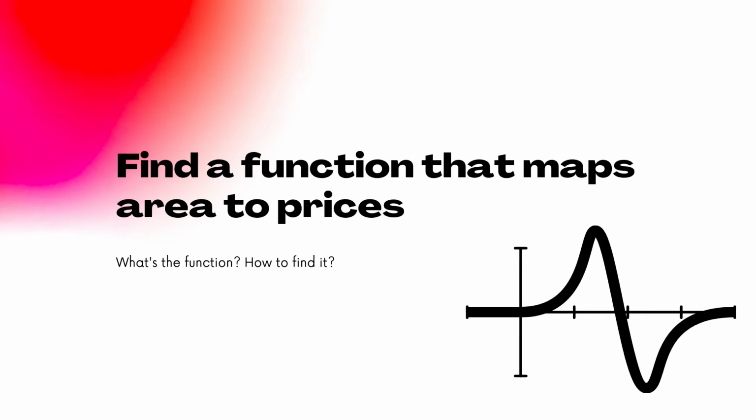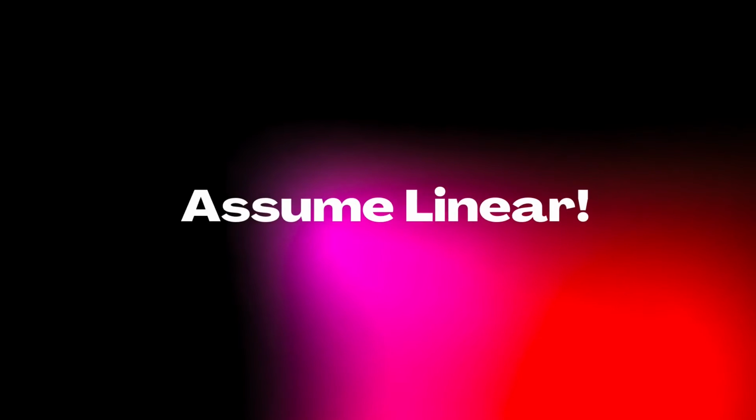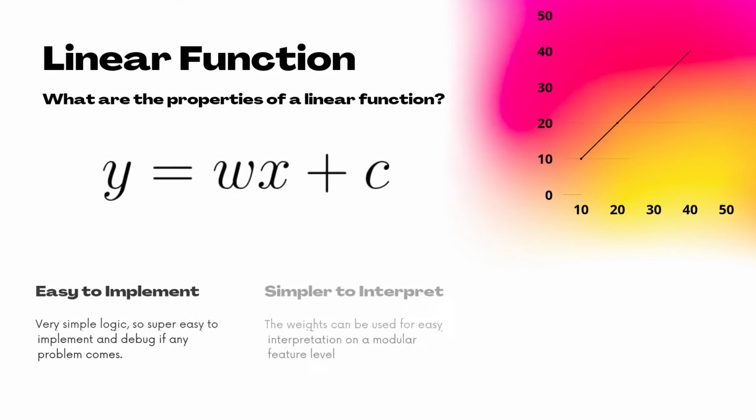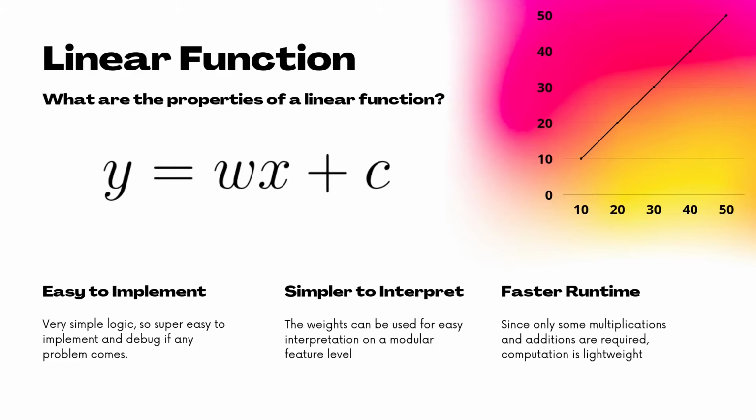One simplifying assumption is that we can assume the function to be a linear function. So what is a linear function? A linear function is a function whose graph is a straight line, as shown in the video, and a linear function generally has the form y equals wx plus c, where x is the independent variable and y is a dependent variable which depends on x through this relationship wx plus c, where w and c are constants.